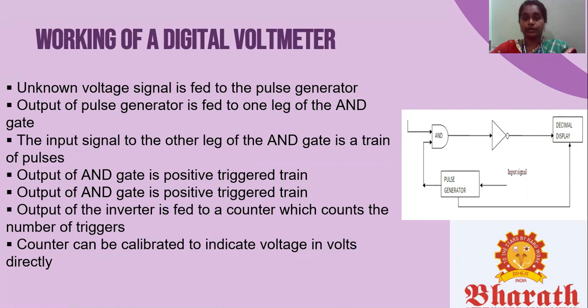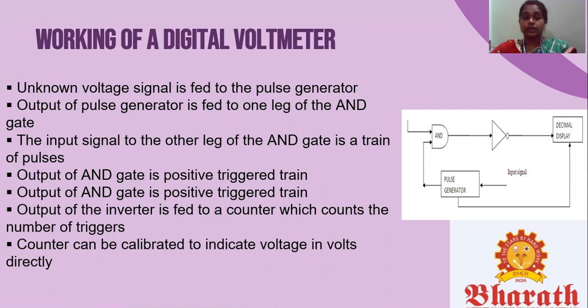So the output of the AND gate is a positive triggered train of duration the same as the width of the pulse generated by the pulse generator. The positive triggered train is fed to the inverter, which converts it into a negative triggered train. The output of the inverter is fed to a counter, which counts the number of triggers in the duration, which is proportional to the input signal, that is the voltage under measurement. Thus, the counter can be calibrated to indicate voltage in volts directly.